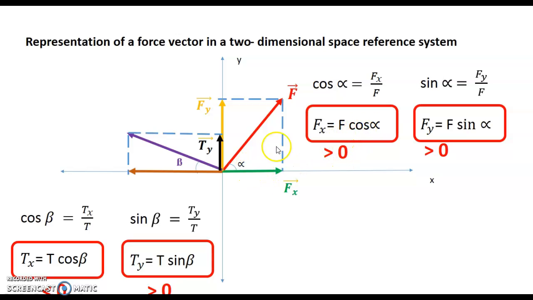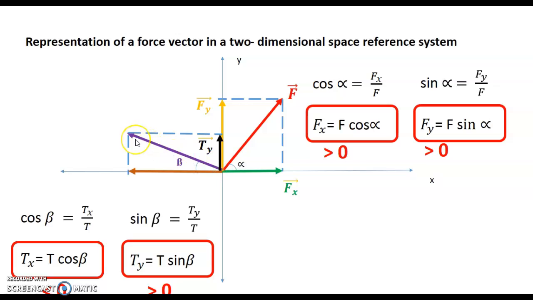Now sine alpha equals opposite over hypotenuse. Opposite here is equal to the Fy vector because this is actually a rectangle, and opposite sides in a rectangle are equal. So sine alpha equals Fy over F. Fy equals F sine alpha, with a positive sign, so it is positive.